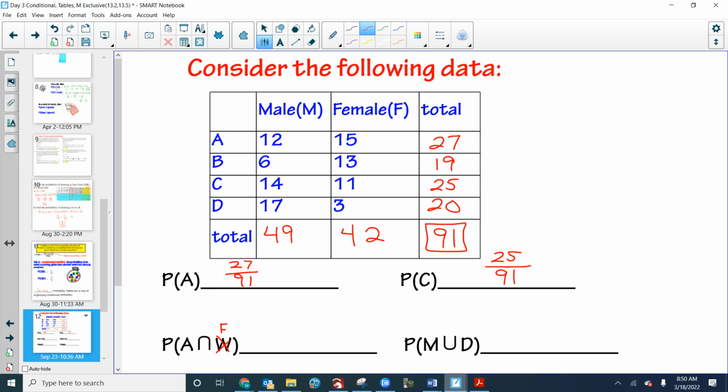Next one. There's a typo. It shouldn't say W. That was, I guess, for women, but let's change it to an F for female. All right. So this next one, change that to an F, please. All right. And that's an and symbol. So where would I be looking if I pull out a piece of paper and it has an A and an F? How many are there? 15. Do you agree? The A's and the F's are where it's both, right? Both have an A and a female. Yes? Okay. So what are the chances of picking a piece of paper that has an A and an F on it? 15 out of 91.